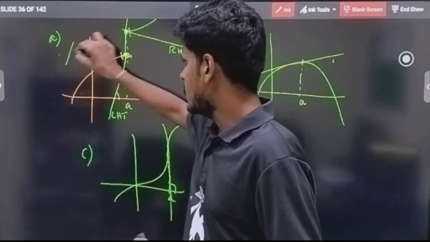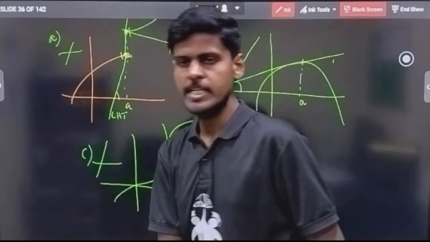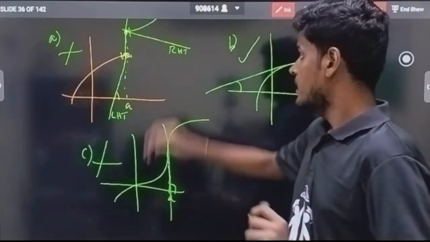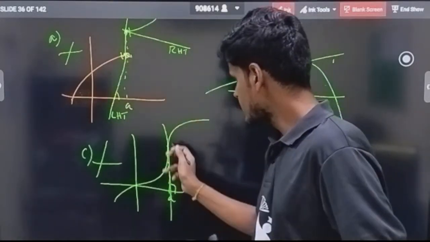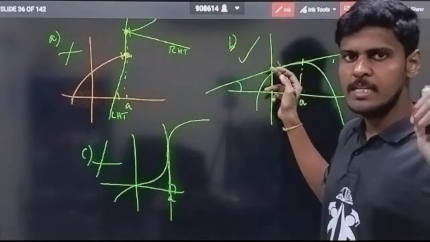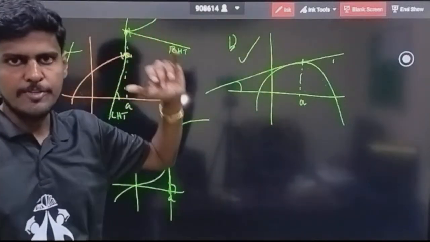So this function is not differentiable, this function is differentiable, and again this function is not differentiable. Reason: here the tangent does not have the same slope, and here the tangent does not have a finite slope. Here the tangent has a unique and finite slope, so this is differentiable.